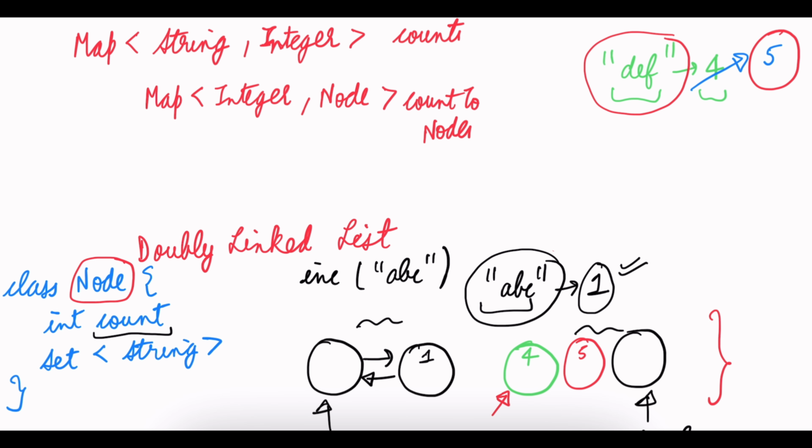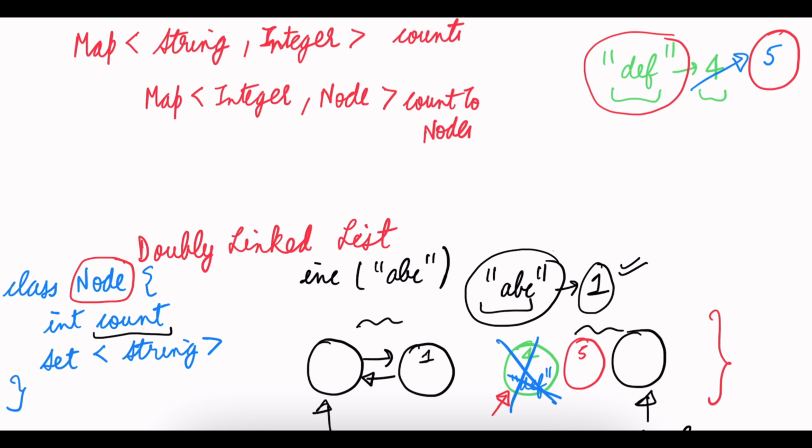And the final step would be we'll have to delete the key DEF from this node 4, and if the count of the keys in this node 4 becomes 0, then we can delete this node totally.